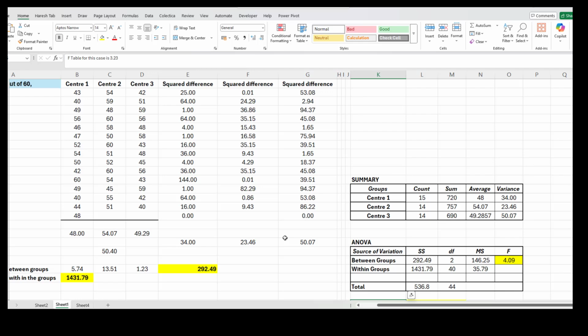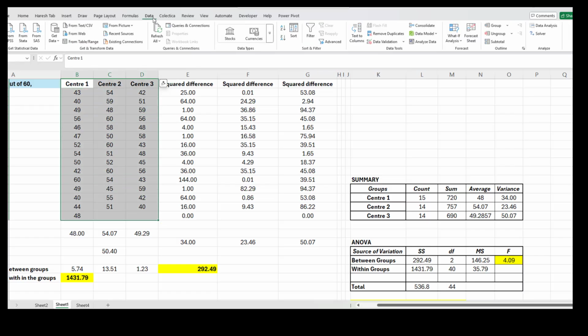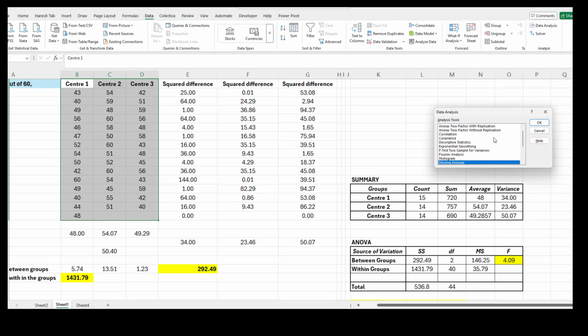But when we are using Excel, we don't have to really do all this stuff. We have a simple function which I will show you. First, you need to select your data. Okay, so this is your data you have selected. Then go to Data, and under Data you go to Data Analysis. Under Data Analysis, on the top you will see ANOVA: Single Factor. So go for that and say OK.